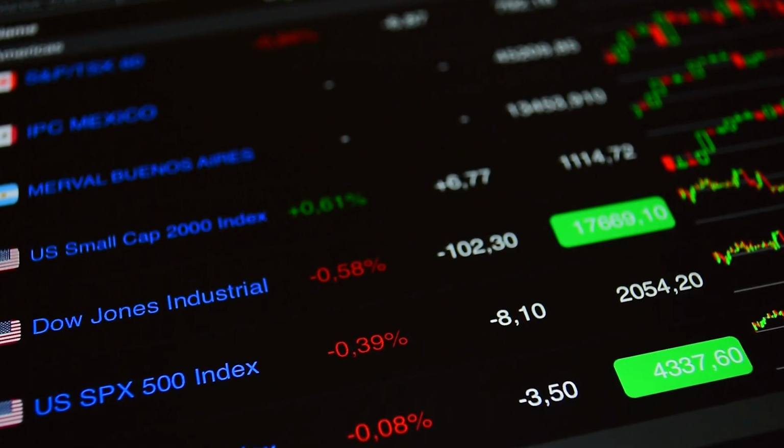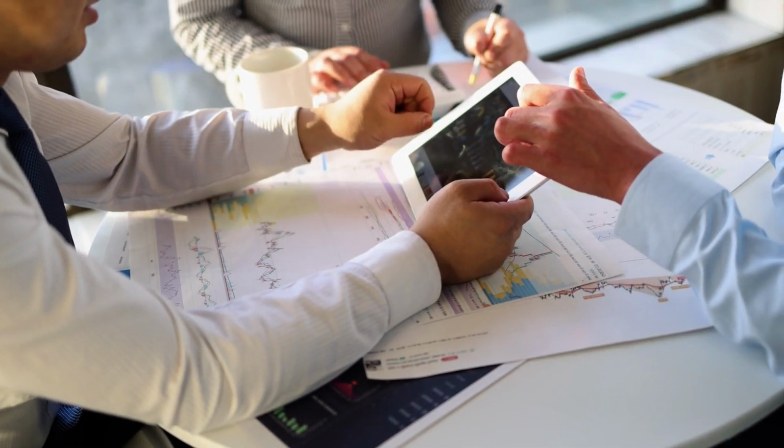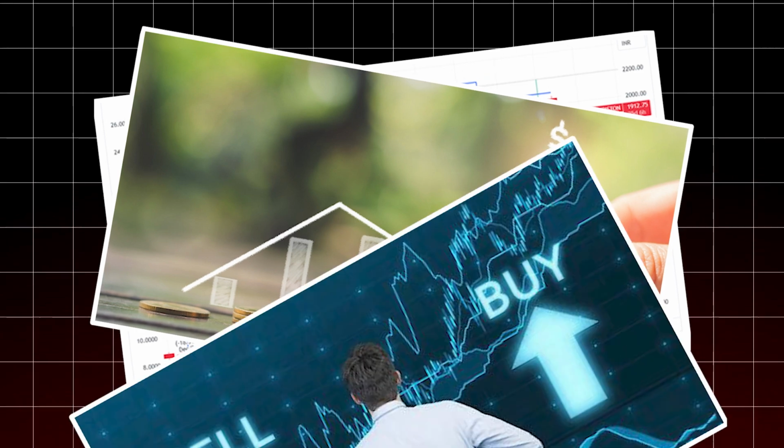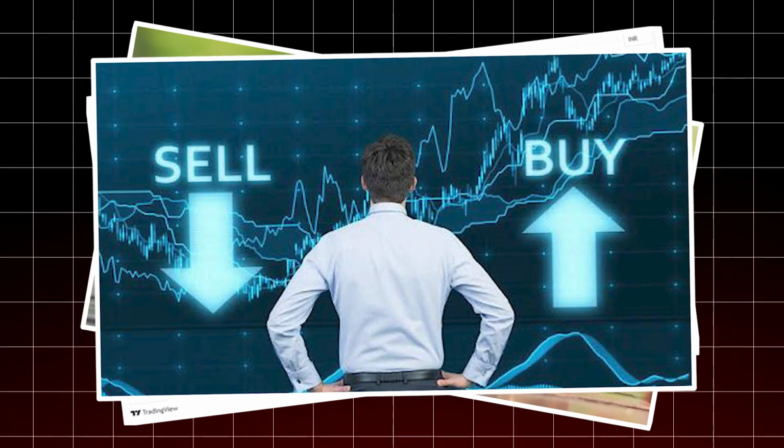Stock charts are just one piece of the puzzle. Combine what you see on the chart with the company's fundamentals, like earnings, revenue growth, or market conditions, to make more informed decisions.